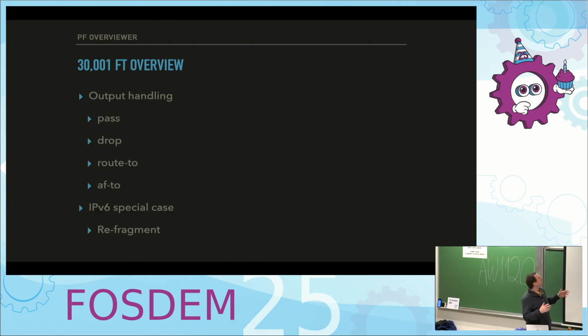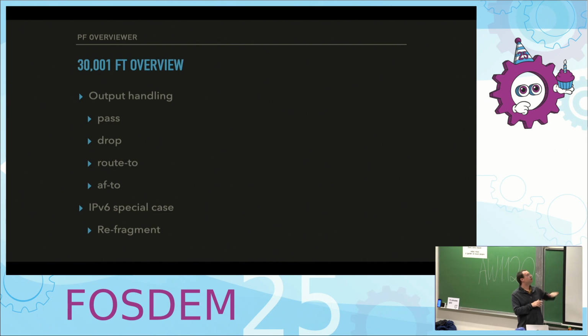Either way, eventually there's output handling, and there's only so many things that you can do to a packet, right? You can pass the packet, you can say, yes, I approve of this packet, you can continue on your way unmolested. We can drop the packet, which is when we don't approve of the packet's sense of style or whatever, why ever we decided that it's not a good packet. We drop it on the floor and bye, it's gone.